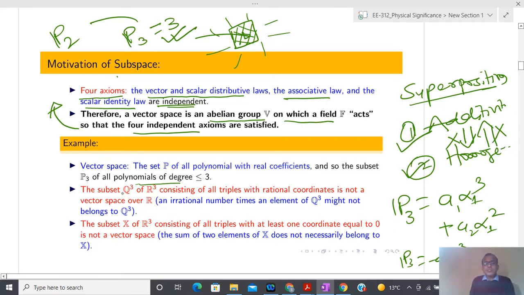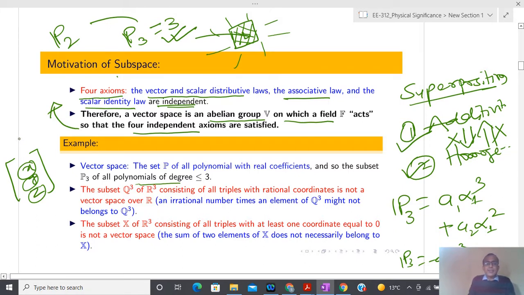Now let us try to see another example. The subset Q3 of R3: R3 is a three-dimensional real number space where each entry is a real number. Now I am going to consider a triplet x, y, z with rational coordinates, so x is rational, y is rational and z is rational. I am going to select these coordinates in R3.